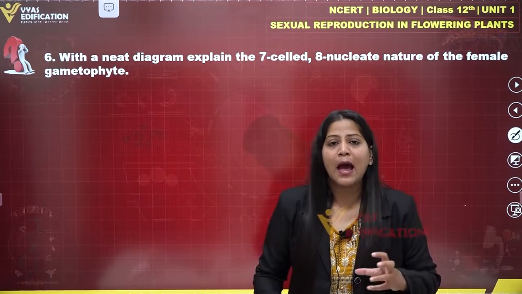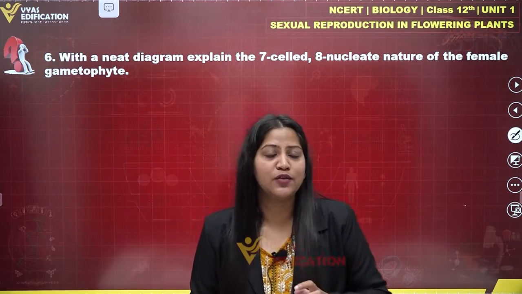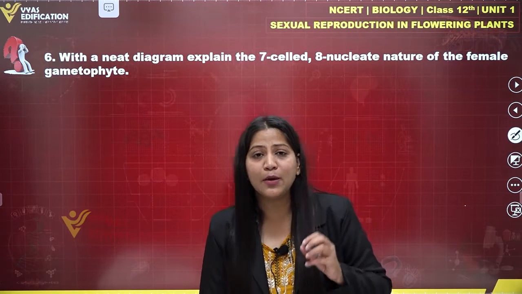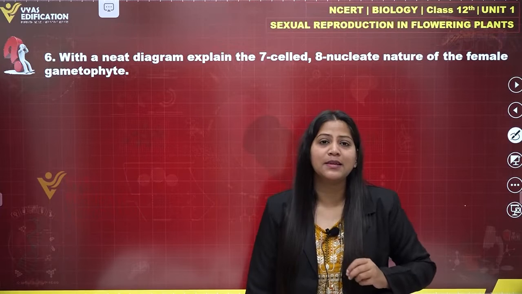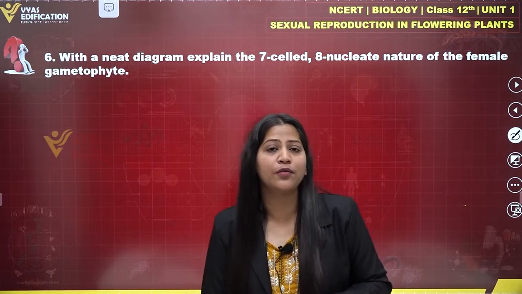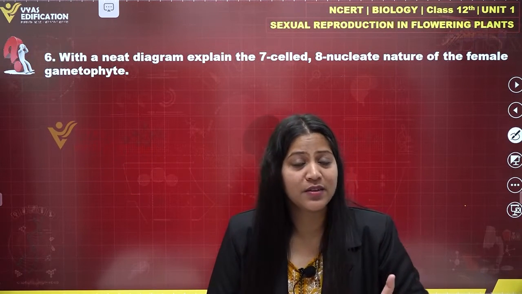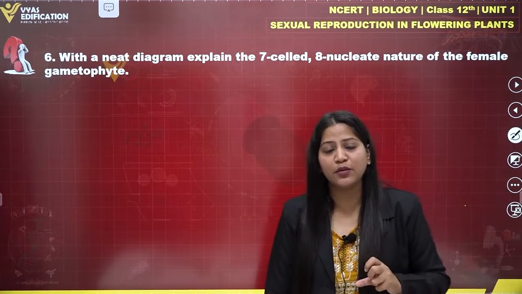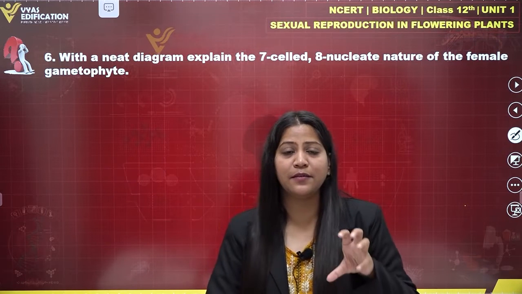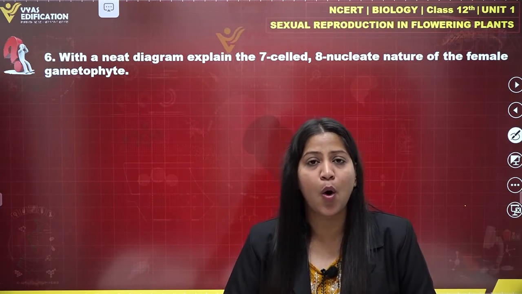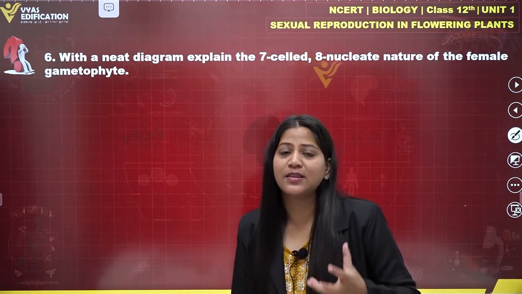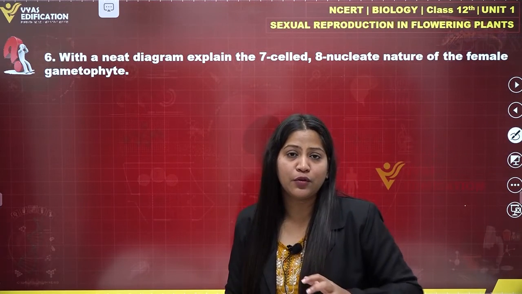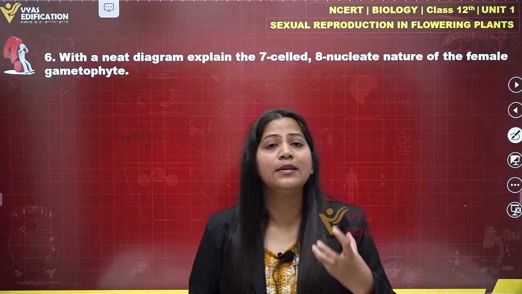Now this embryo sac is actually an 8 nucleated 7-celled structure, which is developed from only one megaspore mother cell present in the nucellus of an ovule, which is a female megasporangium. So this female gametophyte known as embryo sac is developing inside the nucellus tissue of an ovule, which is the female megasporangium.